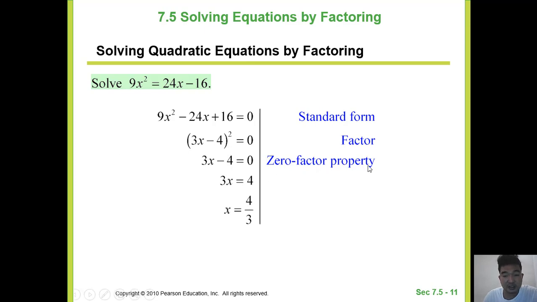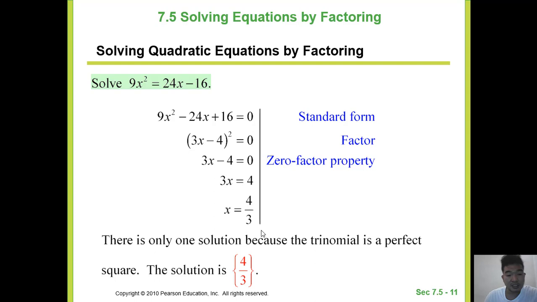And then applying the zero factor property, you'll have 3x minus 4 equals 0. Then we add positive 4 to both sides of the equation to solve for x. 3x equals 4. Then divide the whole equation by the numerical coefficient of x, which is 3. Then by applying the division property of equality, x is equal to 4/3. Take note that in this case, there is only one solution because the trinomial is a perfect square. The solution is only 4/3.